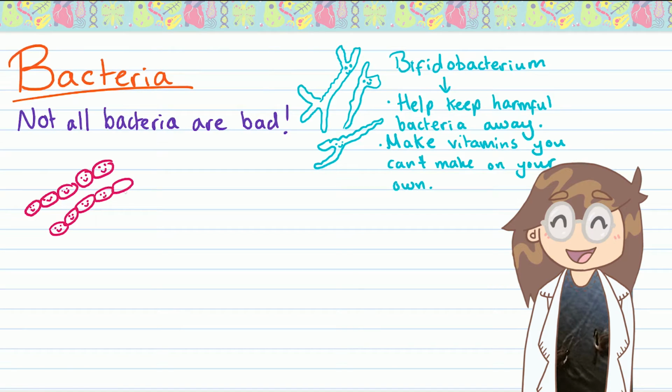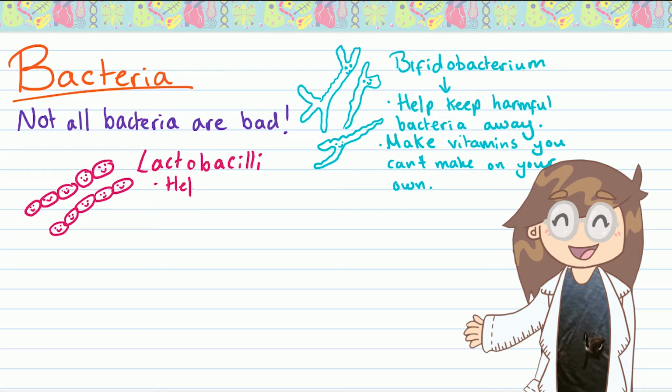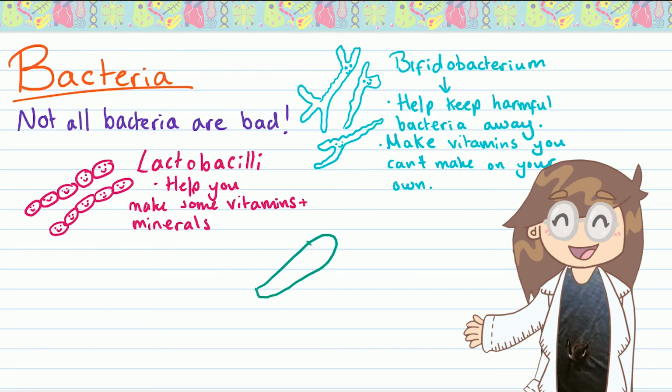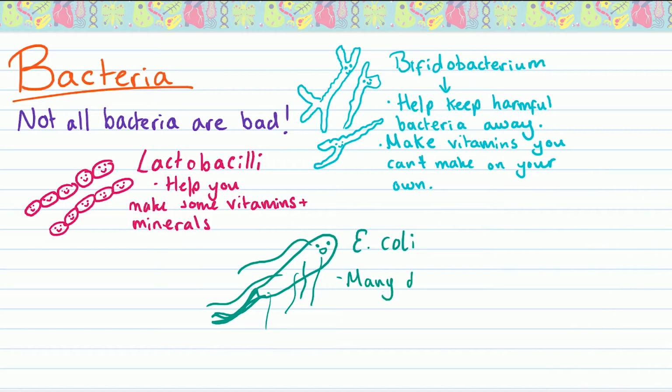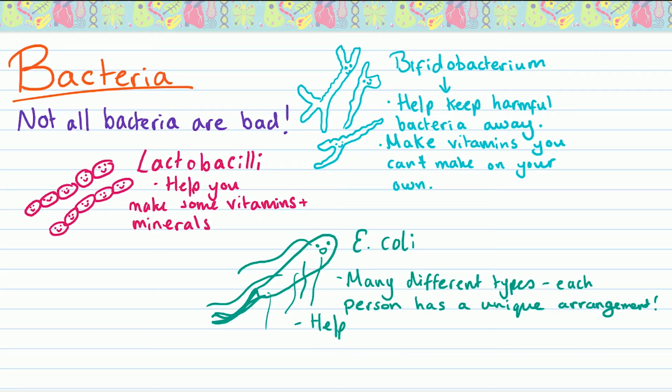Lactobacilli are also very kind and sweet. They help to make other vitamins that we can't make on our own. Another more famous type of bacteria is called E. coli. It comes in many different varieties and strains. It's thought that each person has their own special, unique assortment of bacterial types in their gut. These helpful little E. coli buddies make vitamin K for you. Without vitamin K, your blood would not be able to clot properly. So next time you cut yourself and form a scab, give a moment of thanks to those E. coli in your digestive system.